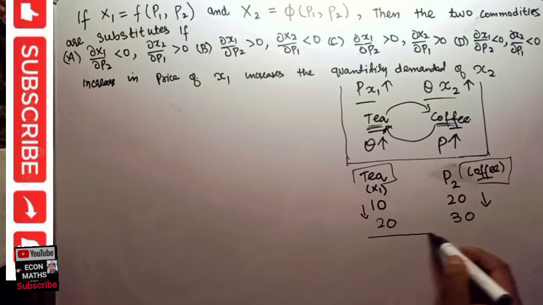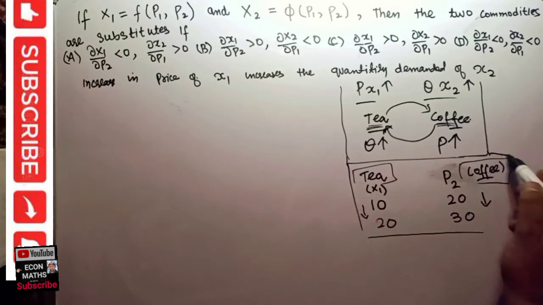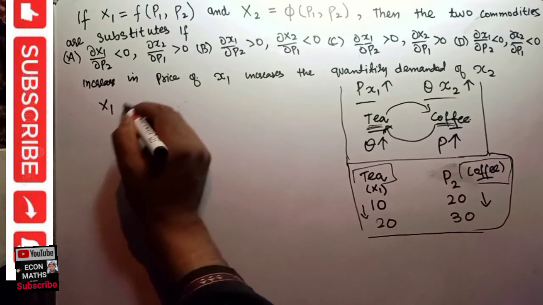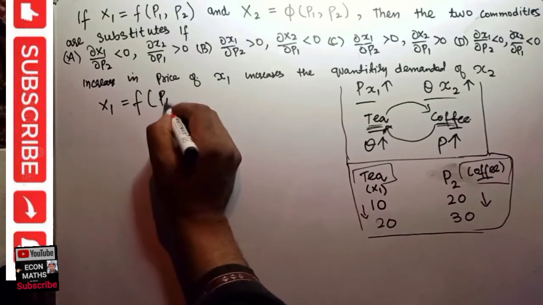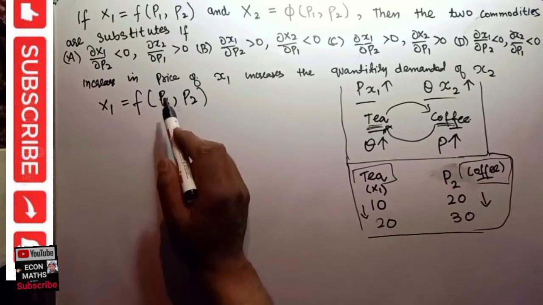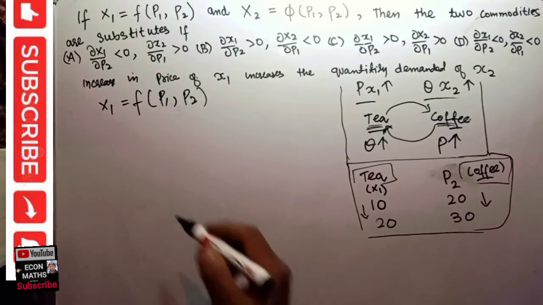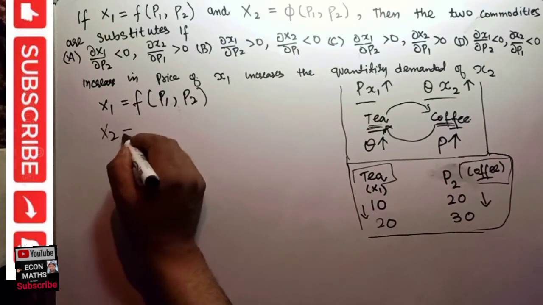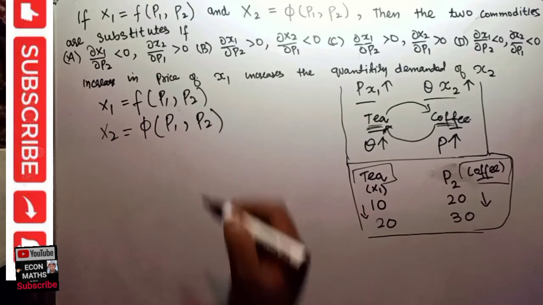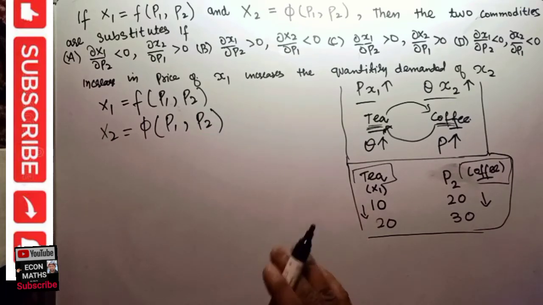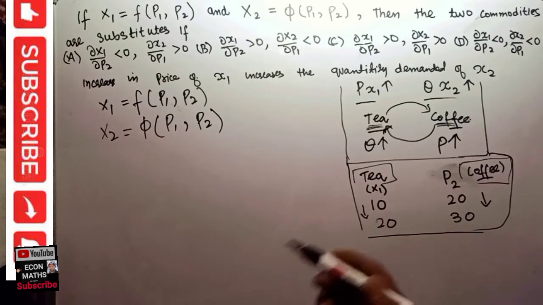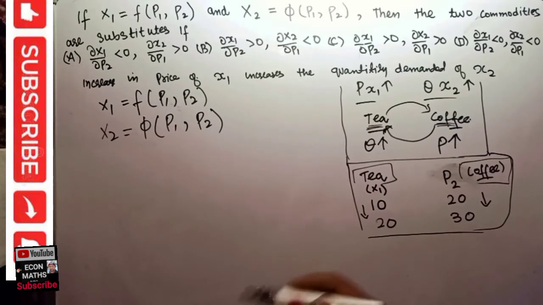Okay, so now we will come to the question. We are given X1 is a function of P1 and P2, that is X1 is a function of the price of good X1 and the price of good X2, and also X2 is a function of P1 and P2. Now two commodities would be substitutes of each other if the cross price elasticity of demand is positive.